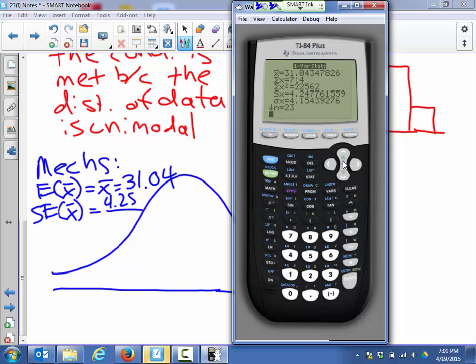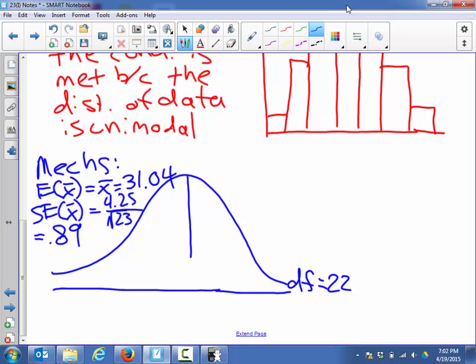We need the expected value of the sample means along this street. We know that that should be equal to the sample mean of our data. You can get that very easily because you've entered your data into a list. You can go stat, calc, 1-var stats, make sure that the list that you've entered your data into is your list here, frequency list you don't worry about, calculate that. And there you go. X bar is 31.04.